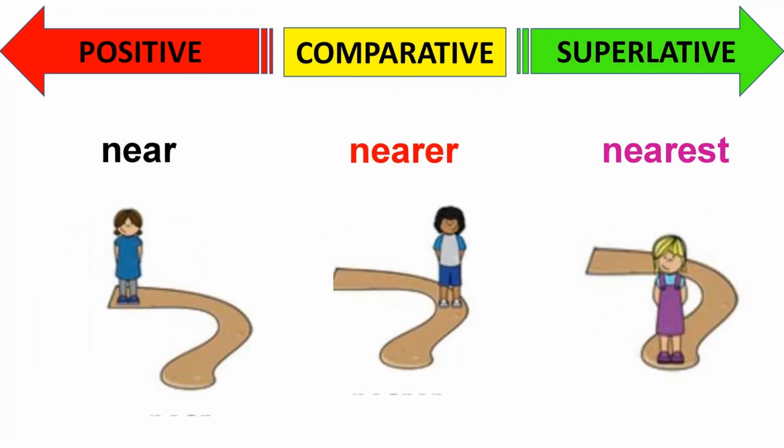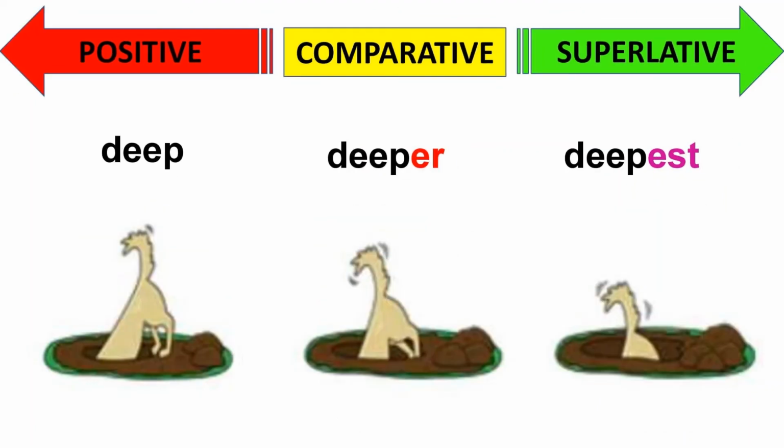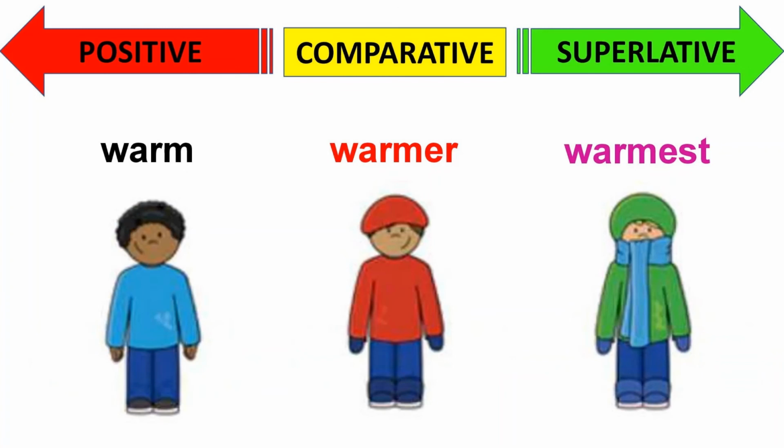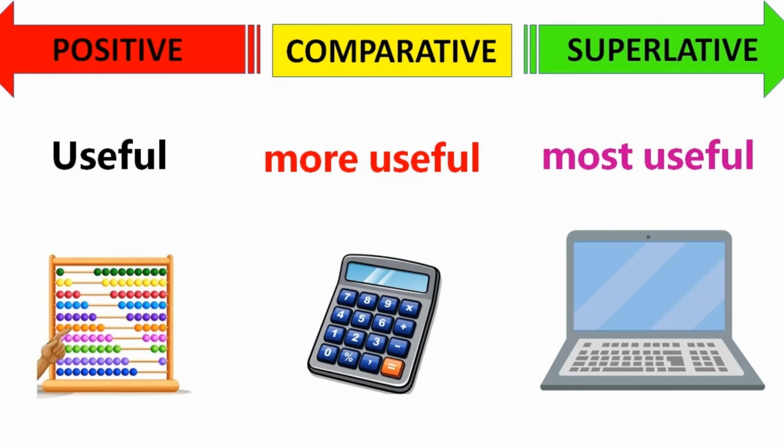Near, nearer, nearest. Cheap, cheaper, cheapest. Deep, deeper, deepest. Warm, warmer, warmest. Late, later, latest. Useful, more useful, most useful.